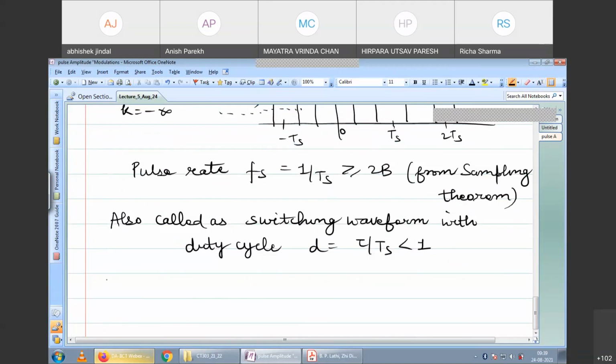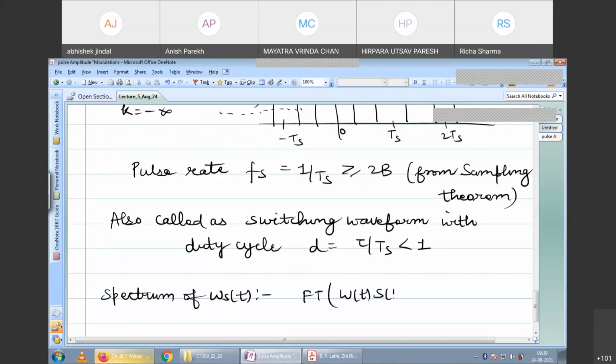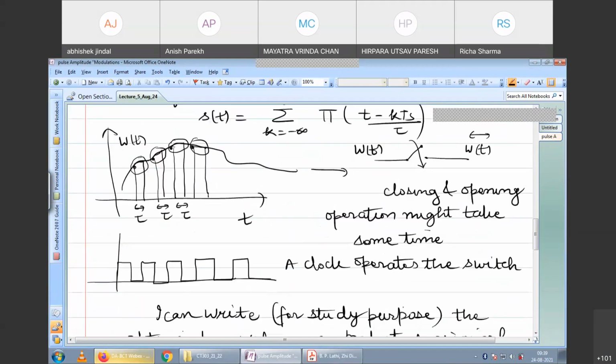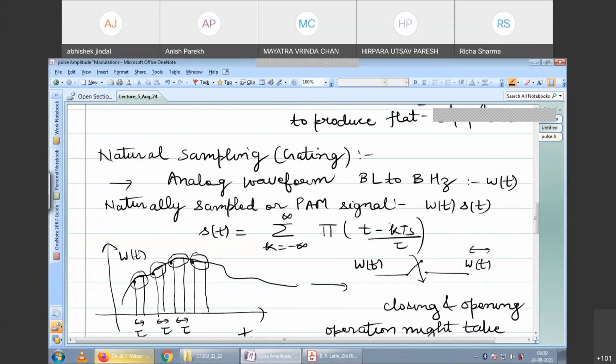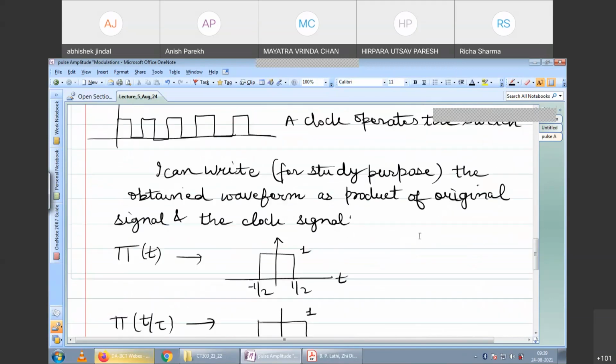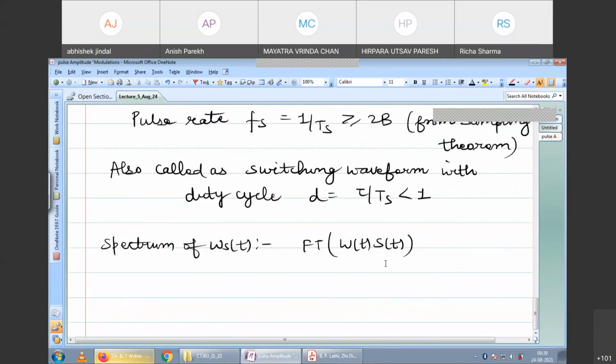So we need to start with the spectrum of w_s(t). Okay. So the step to do it is quite obvious. If I take the Fourier transform of w(t) into s(t), I think I have not yet defined w_s(t). Yes, this is w_s(t), the naturally sampled kind of signal. Let me just draw. Okay, so this is w_s(t). So obviously, if you need to define the spectrum, you take the Fourier transform of w_s(t) and you will get the Fourier transform of the product.